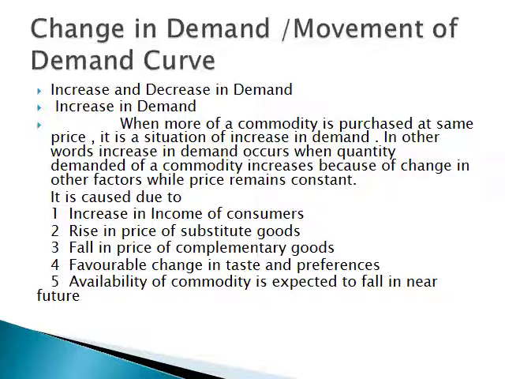That is, demand increases because of change in other factors while price remains constant. Consumers demand more when there is an increase in income of a consumer, a rise in price of a substitute good, a fall in price of complementary goods, a favorable change in taste and preferences, or when availability of the commodity is expected to fall in the near future, then consumers start purchasing more presently. So price remains the same but demand increases. Let us try to understand through the diagram.